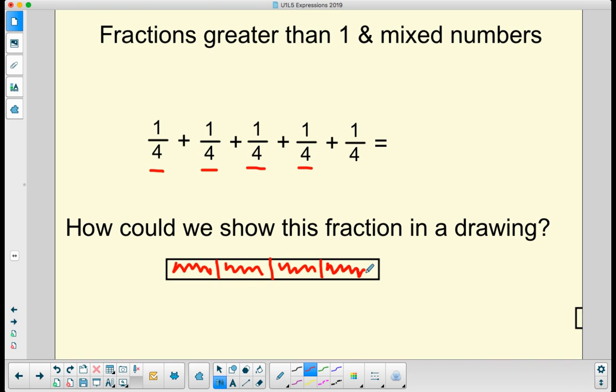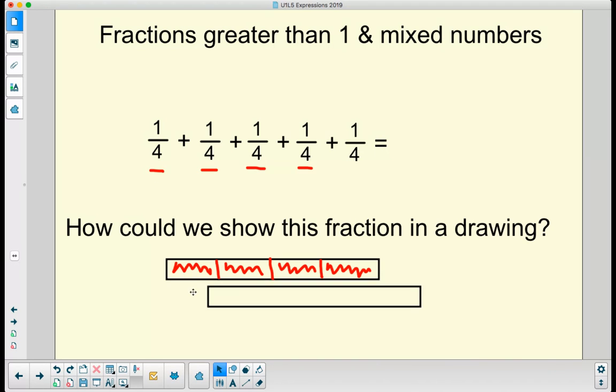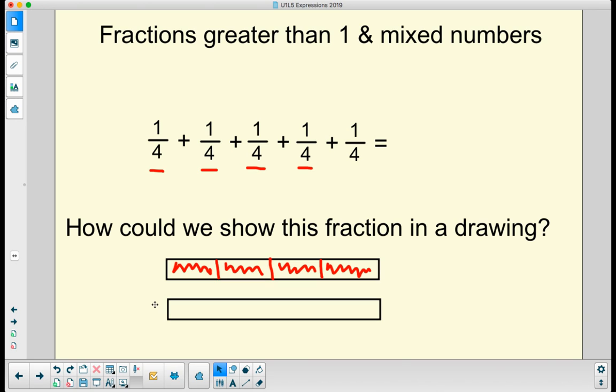But now I need to add another fourth. So I'm going to need another whole. That I'm going to have to partition into fourths. And now I can shade in my plus 1/4. And that would be a way that I can show this fraction. Let me see, what do I have? I have 1, 2, 3, 4, 5 fourths.